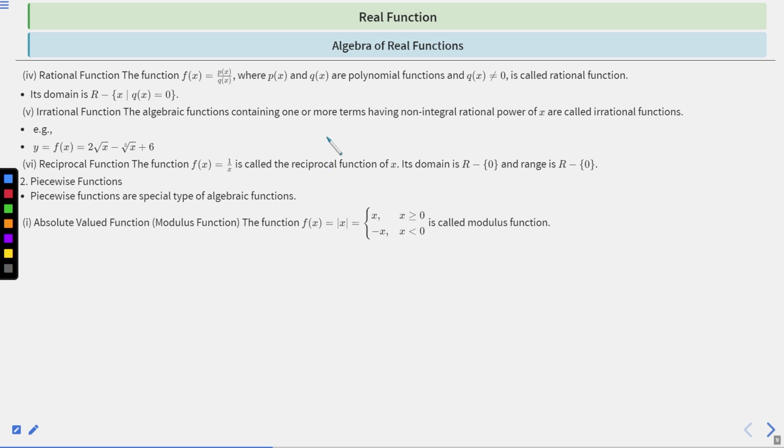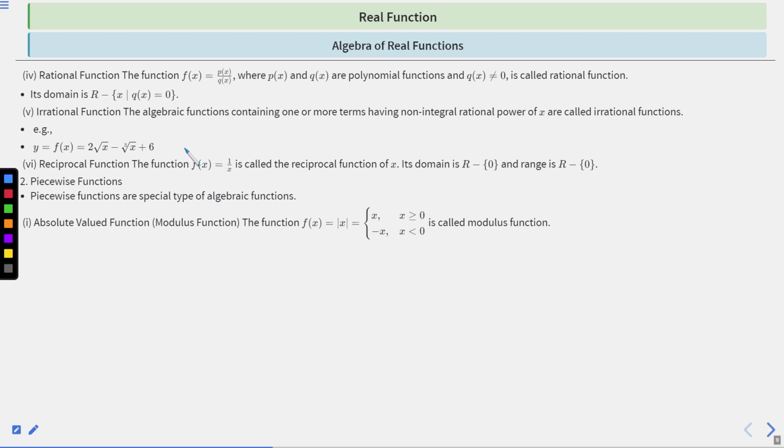Next is rational function. The function f(x) equal to p(x) upon q(x), where p(x) and q(x) are polynomial functions and q(x) is not equal to 0, is called a rational function. Its domain is R except x such that q(x) equal to 0, right? Next is irrational function. The algebraic functions containing one or more terms having a non-integral rational power of x are called irrational functions. Example, y equal to f(x) equal to 2 root x minus cube root of x plus 6. It is an irrational function, right?